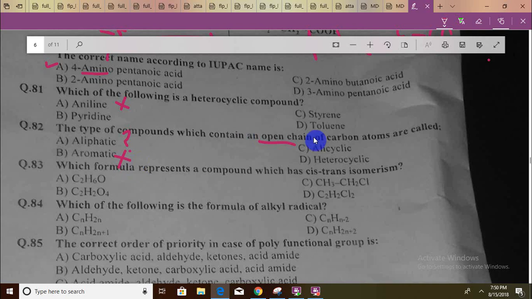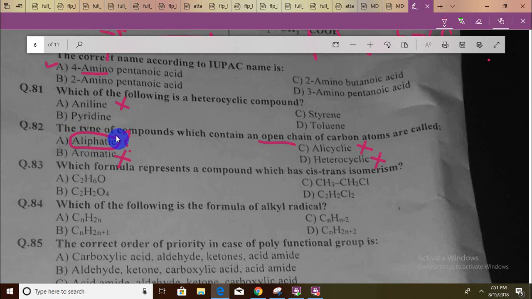And because they're saying an open chain of carbon atoms, it cannot be alicyclic, it cannot be heterocyclic, because heterocyclic has a different distribution. It's distributed into saturated and unsaturated. So you should be really careful about what alicyclic means. The answer can only be aliphatic.